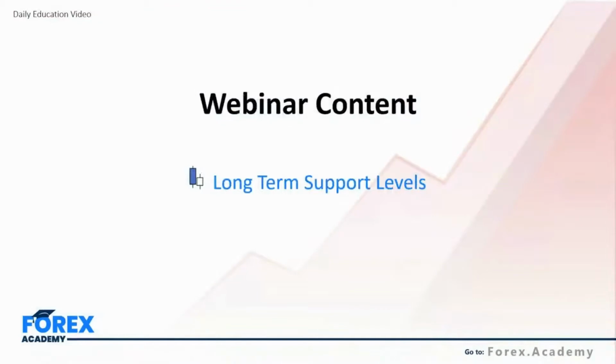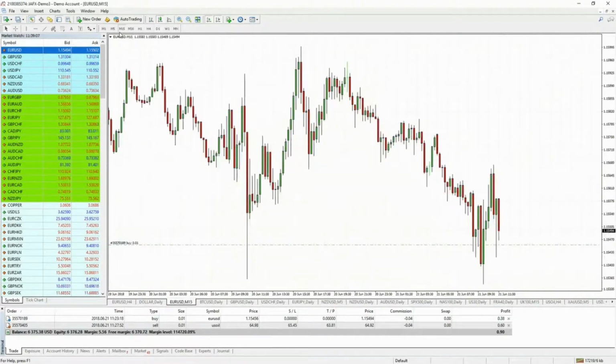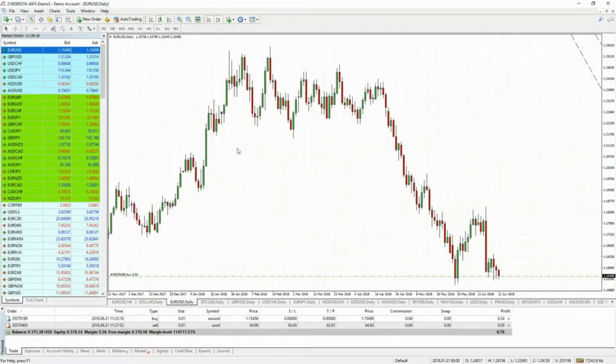In today's educational video, we will be discussing long-term support levels. So this is daily price action. What do we define this as? Well, it's a battle for price. When we looked at this market in question, we could see that it was looking to reverse off such lows here, okay?